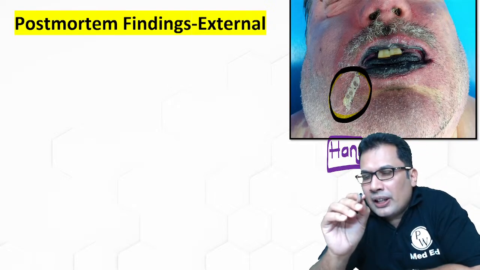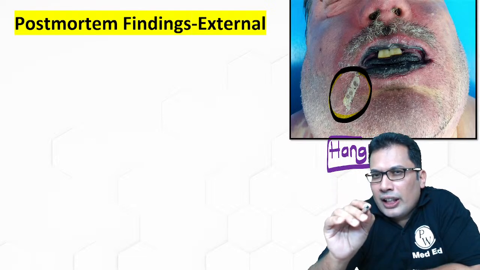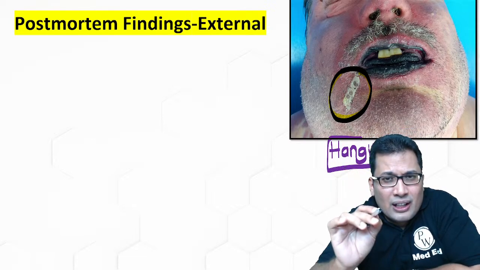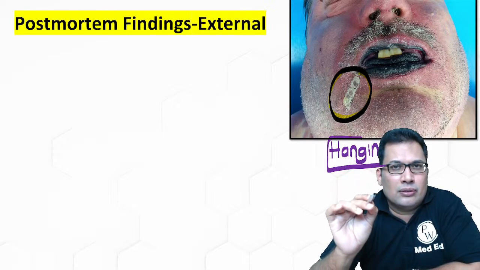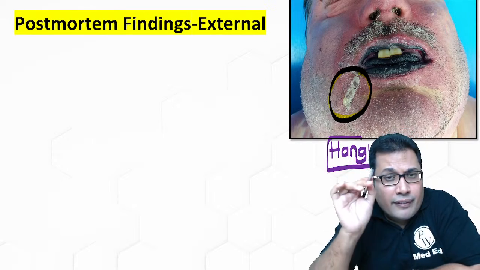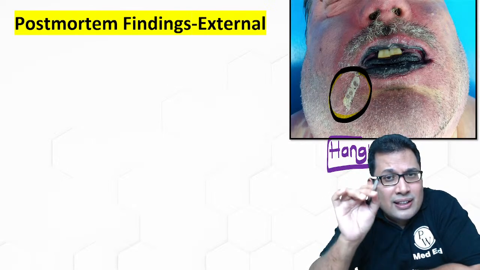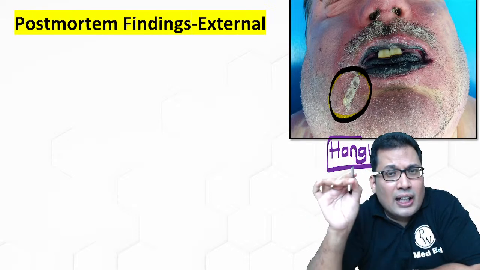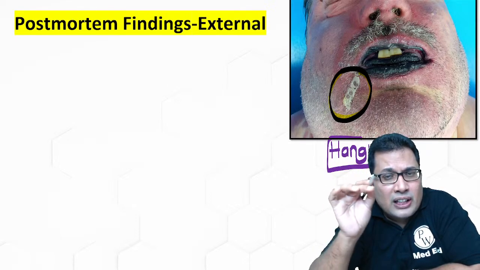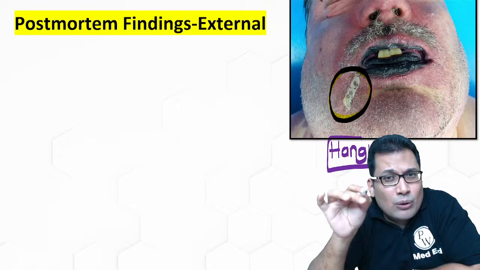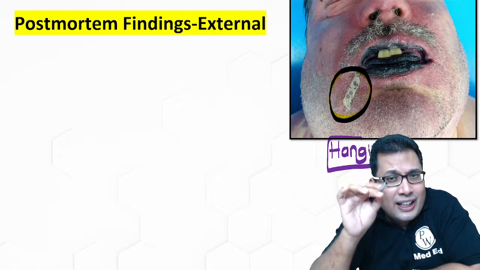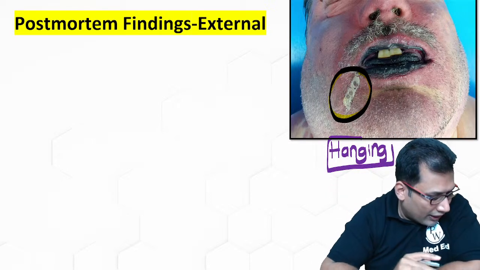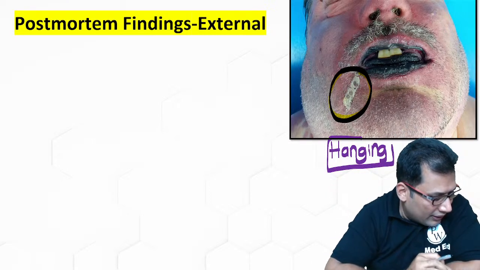Dribbling of saliva is a very important finding in ante-mortem hanging. That shows that at the time of hanging, he was alive. That means there is a stimulation of salivary gland. When there is a pressure over the salivary gland because of the ligature, there can be dribbling of saliva. One very important finding.